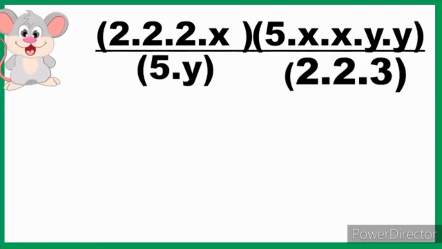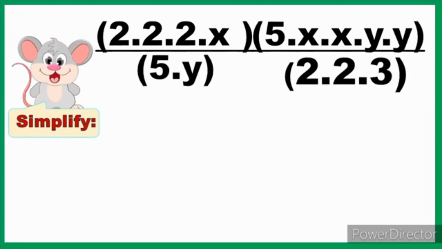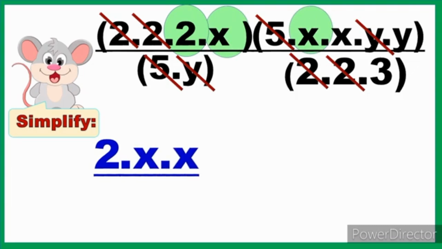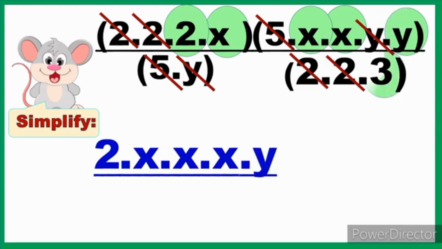Okay, so in this result, we're going to cancel. We cancel 2 since common siya sa numerator and denominator. Cancel another 2. Cancel 5. Then cancel y. Okay, so ang natitira sa numerator is 2. So, i-rewrite natin ang 2 sa numerator. And then we have x, another x, and another x. Then also we have y in the numerator. And in the denominator, we have 3.